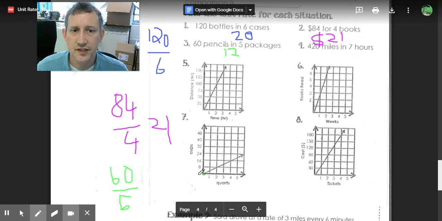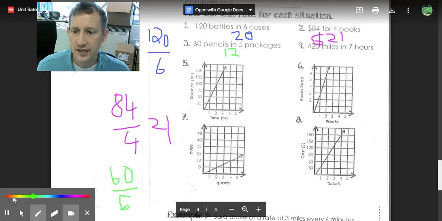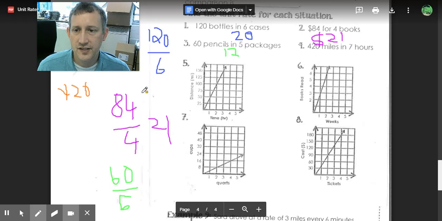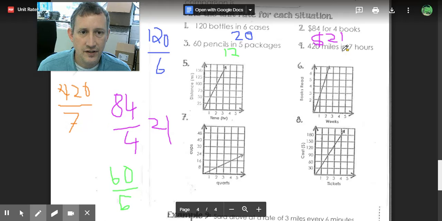Okay, and then this last one, I'll do it so we can finish it out. It's 420 miles in 7 hours. Okay, that's 60. That means you're averaging 60 what? 60 miles per hour. Okay.